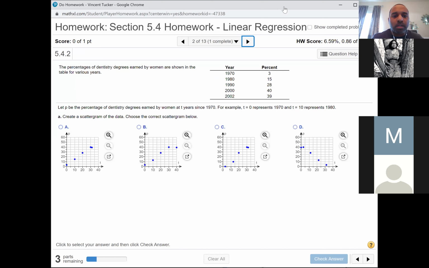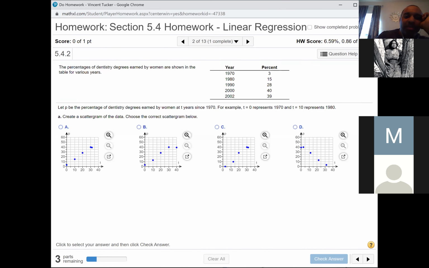Okay, so let's look at this. Create the scatter diagram, just like before, and also make sure you pay attention to the variables. Oh, I'm about to say, am I recording? I am recording, right? Yeah, okay.